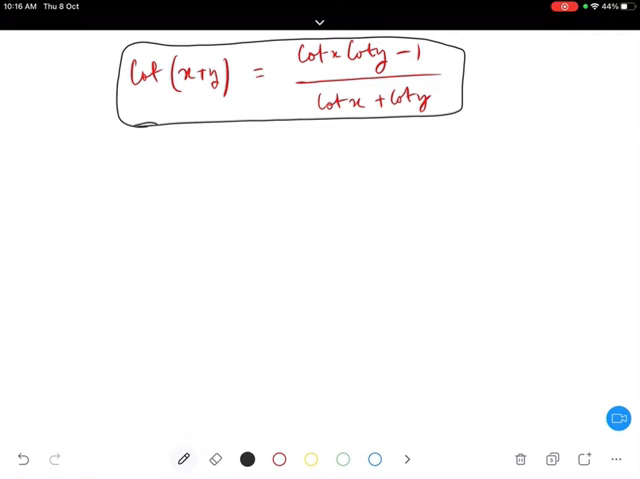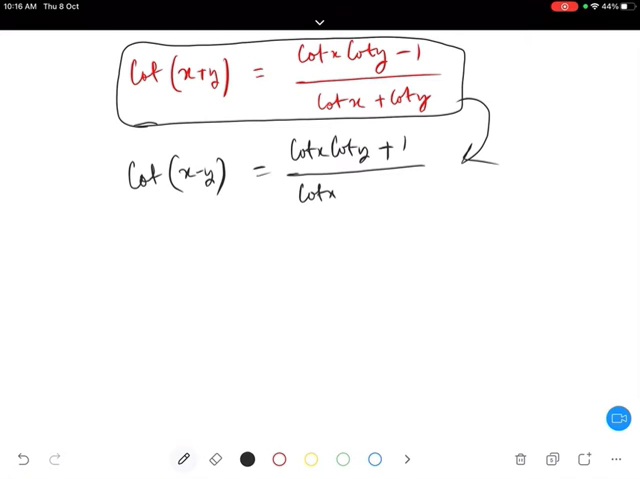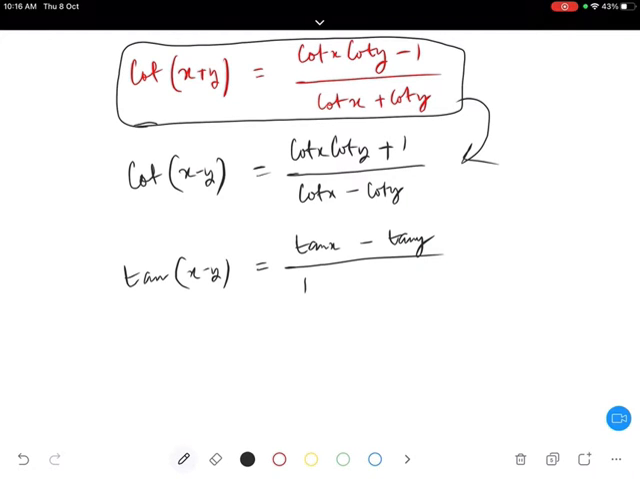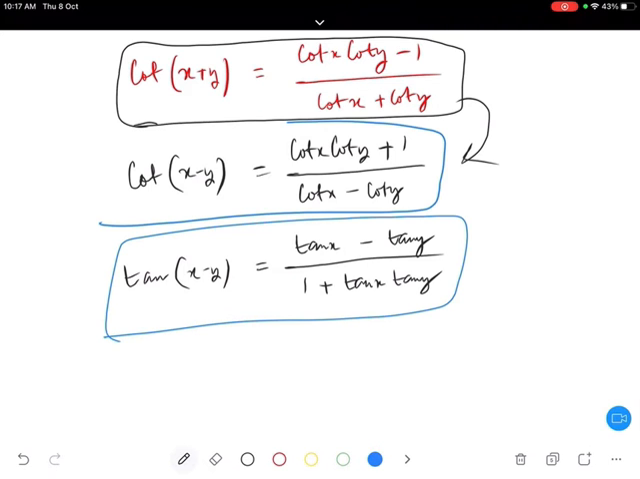Now, can anybody tell me what will be cot of x minus y? By using this formula, tell me. Here it's minus, so it will be cot x cot y plus 1 divided by cot x minus cot y. Simple as that. Clear? Now tell me, tan of x minus y will be what? Tan x minus tan y divided by 1 plus tan x tan y. Yes, that's right. So these formulas are done.